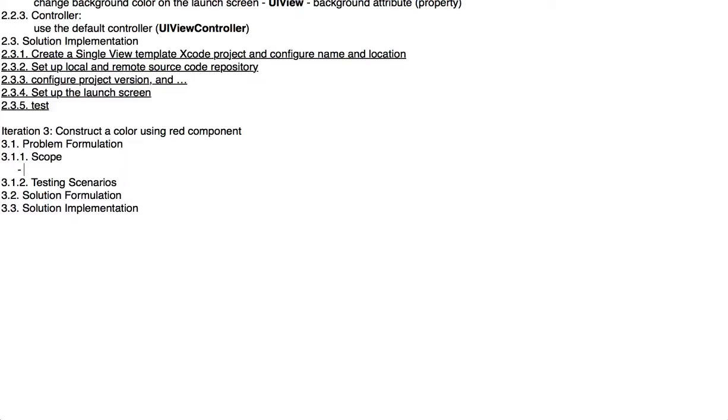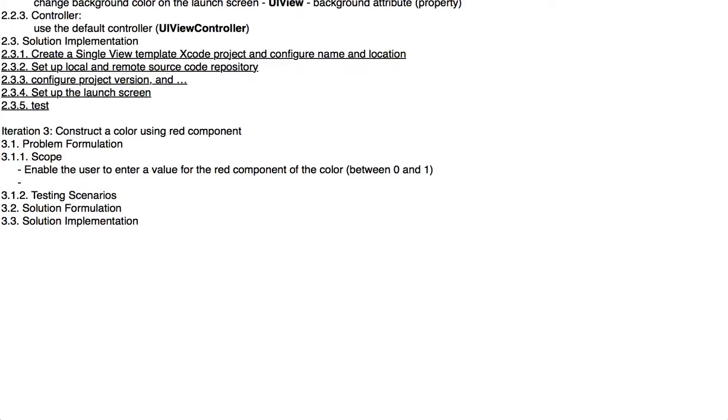So the scope of our app is to enable the user to enter a value for the red component of the color. This value is between 0 and 1. Then construct and display the color to the user. Right? That's basically it.